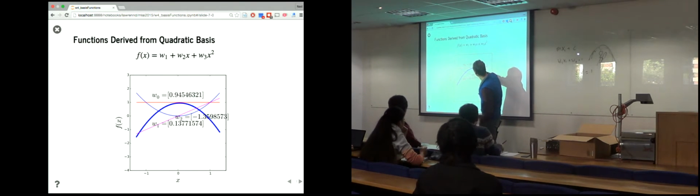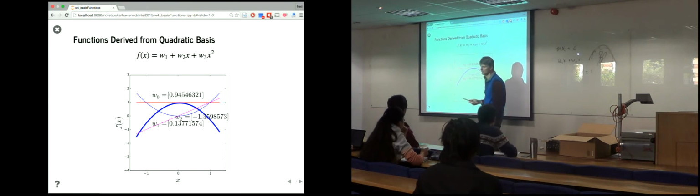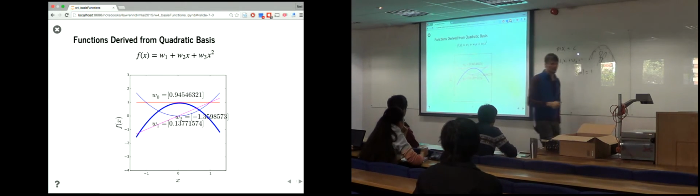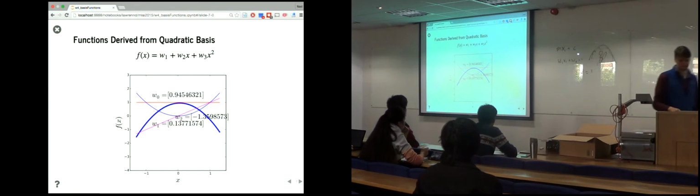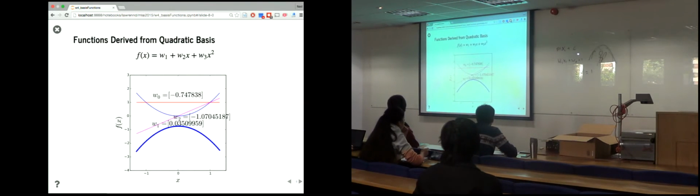Again, W0 here has been sampled positive. So if you look at the 0 point here, it's 0.94. If x is 0 in this equation, the function will be 0.94. Strongly negative curvature, so we're seeing much more of the curvature here, and the slope is only very small and positive. So this should be symmetric if the slope was 0. If you look, this end is slightly higher than that end. There's a slight twist on the function.